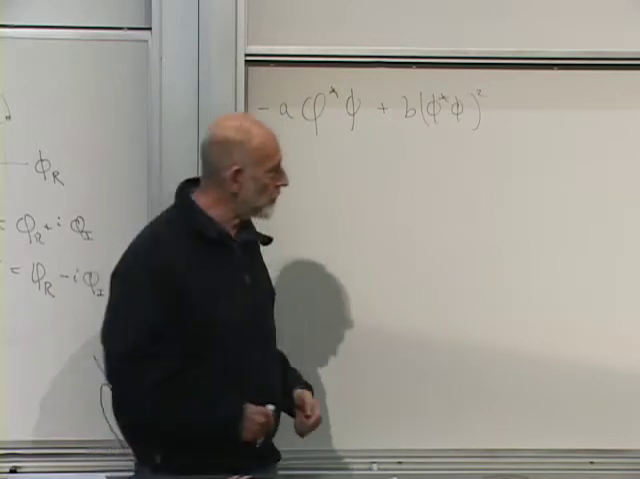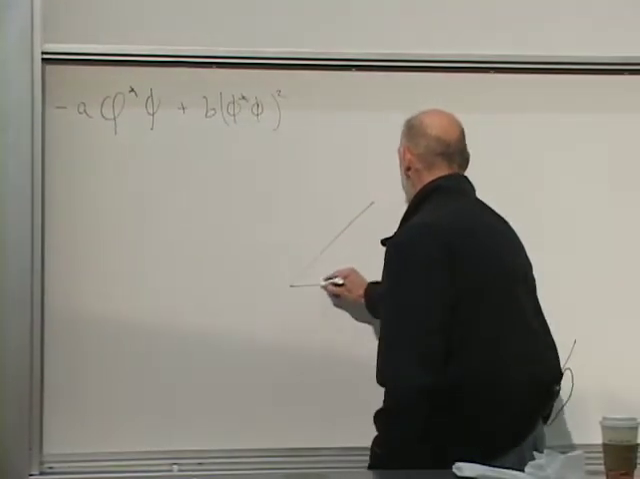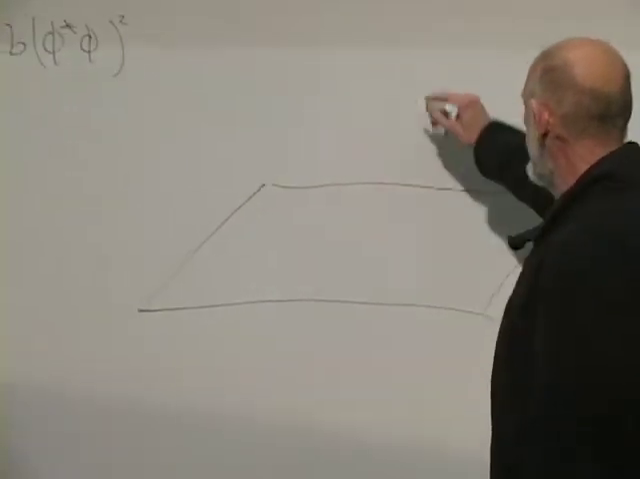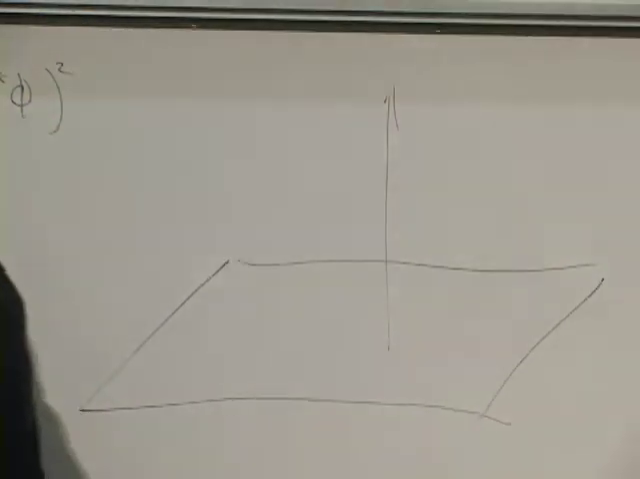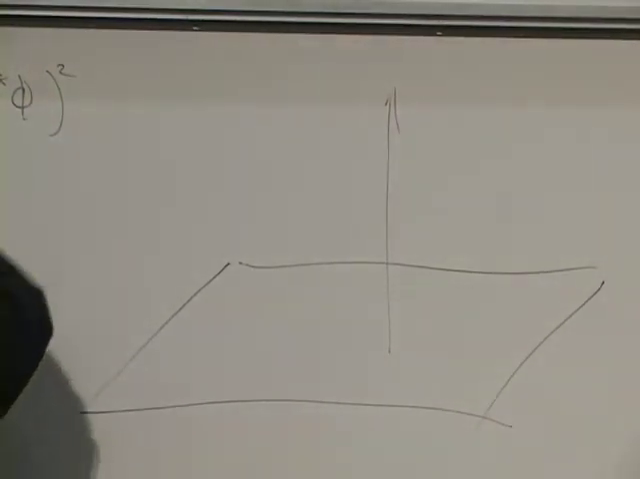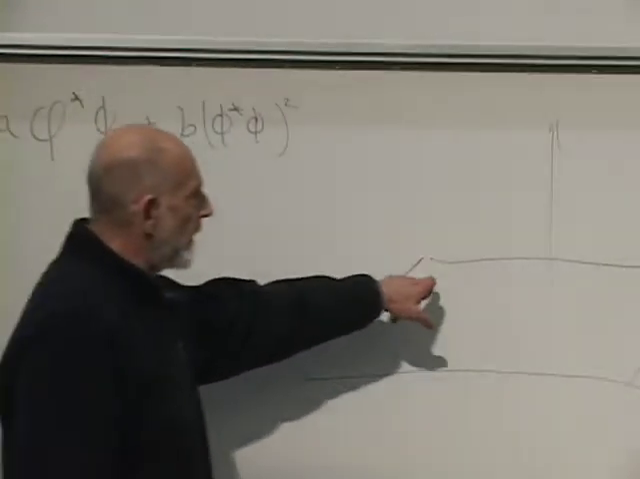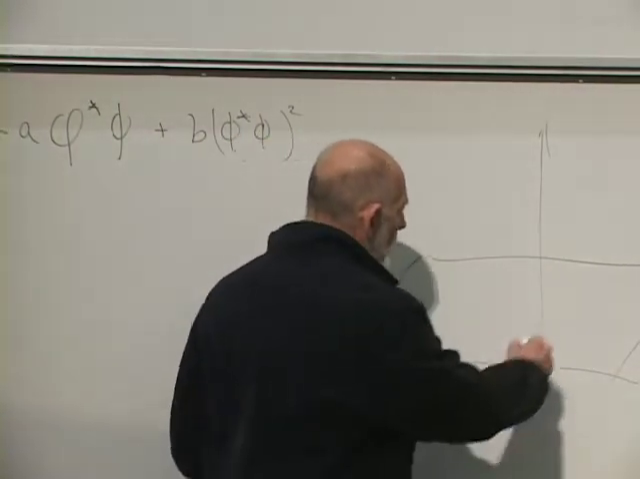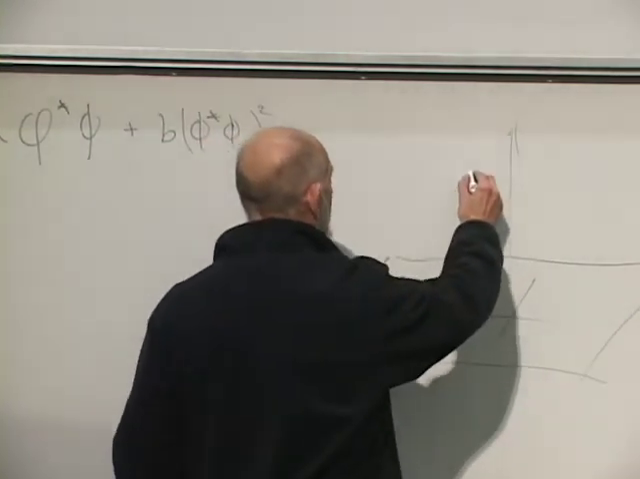We can draw a picture. Let's draw a picture of the potential. Here's the phi plane. I'll make the phi plane horizontal, and vertically is the potential energy. In the first case it was plus, and I didn't even write this here, but we could. What does the potential look like? It's a function only of phi star phi. That means it's a function only of the distance from the origin, and the potential would look like something like this.